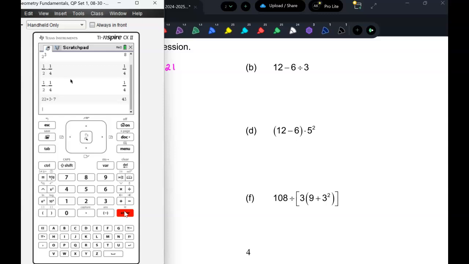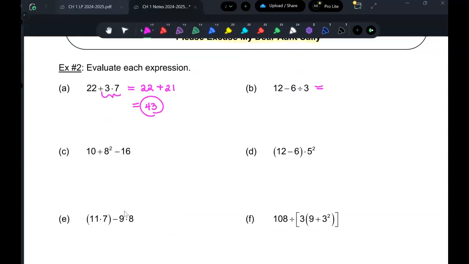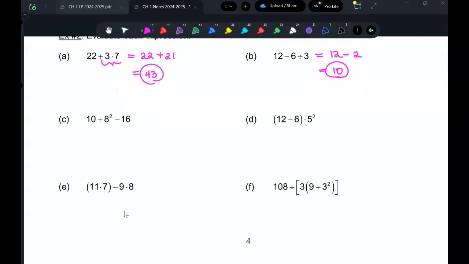Okay, all right. Next one. What operation is more powerful, Aaron? The division. Good. Division is first. Then 12 minus 2 is 10. Good. Good job, Aaron.